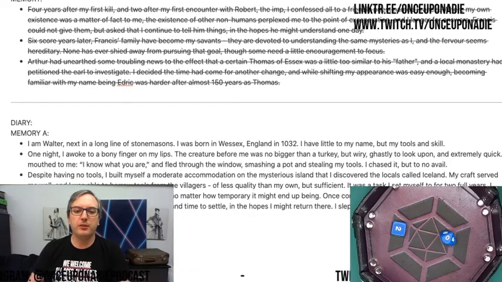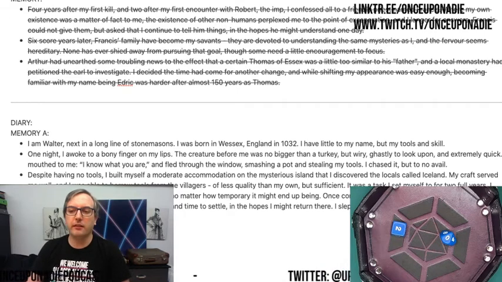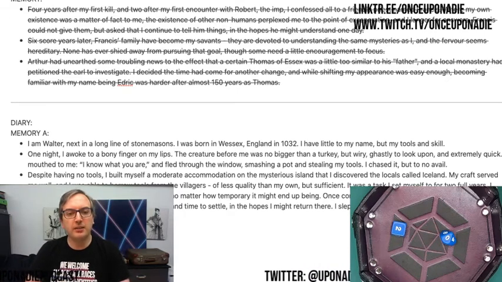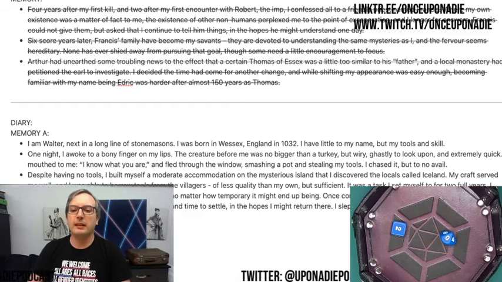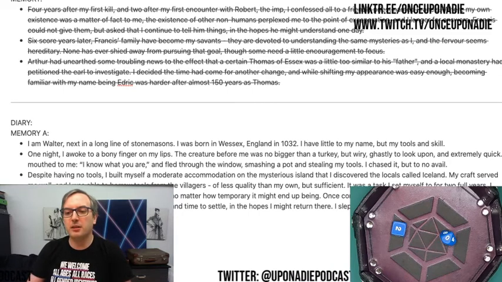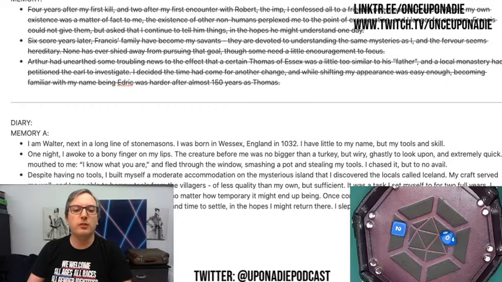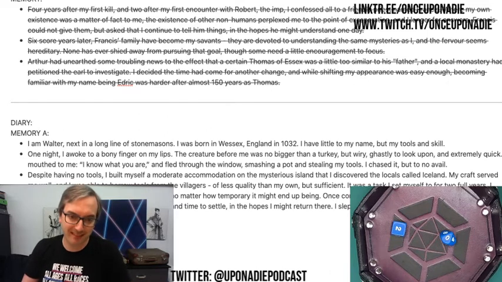I would make a home for myself on this island, no matter how temporary it might end up being. Once complete, I realised that I required time not only for thinking, but to give the situation in my homeland time to settle, in the hopes I might return there. I slept the deep sleep of the undying, and dreamed not once in the century I remained in darkness.